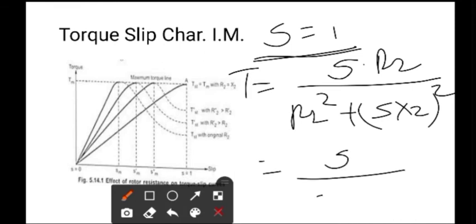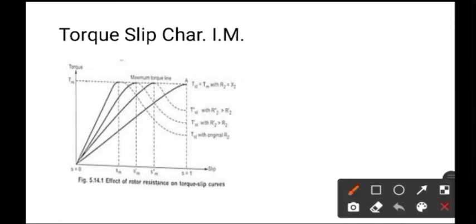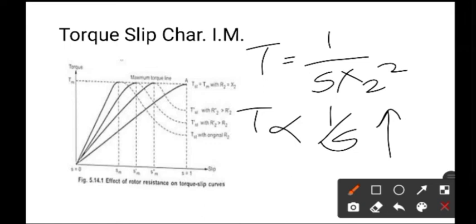Then the equation becomes S divided by S square into X2 square. Here S from the numerator and S from the denominator is cancelled. Now the equation becomes T is equal to 1 divided by S into X2 square. So once again I am writing the equation, that is T is equal to 1 divided by S into X2 square. So this equation states that when we increase the load on the induction motor beyond its capacity, the torque of the induction motor decreases.